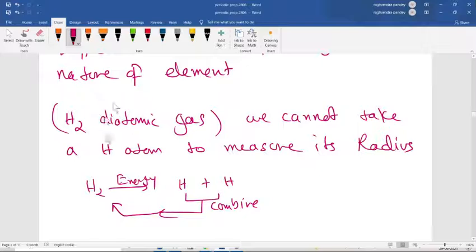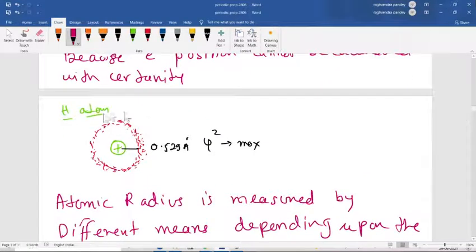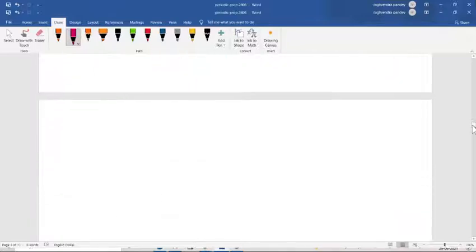Yeah, this is a diatom. Two atoms are there, hydrogen, hydrogen. When you break the hydrogen molecule into atoms, they will just combine back to give the hydrogen molecule. No, no, no. Because electron position cannot be defined with certainty. It's the electron cloud, not the position. It behaves as a wave sometimes. That is the problem.